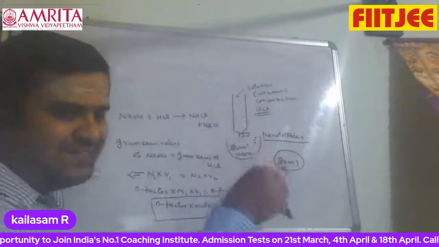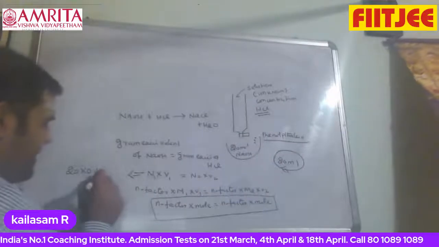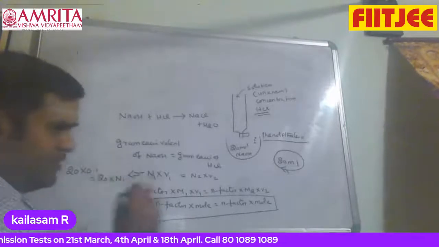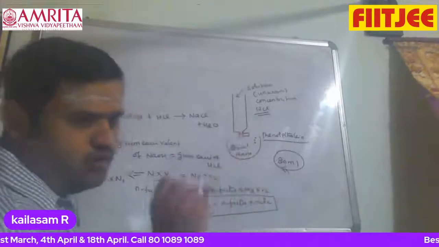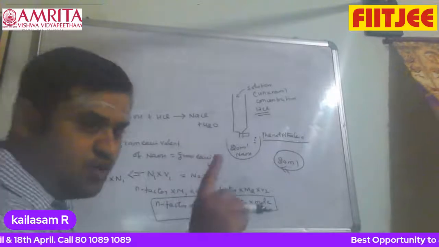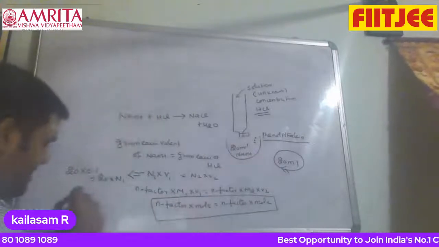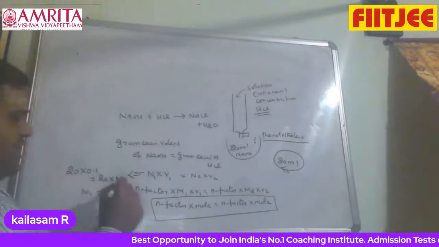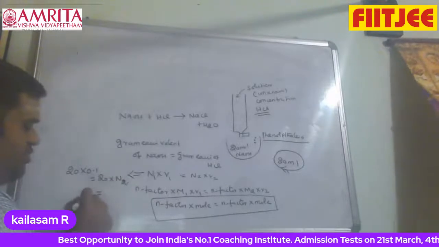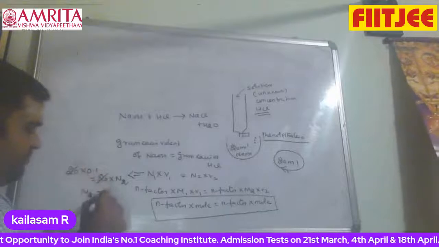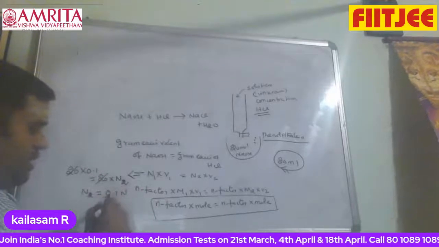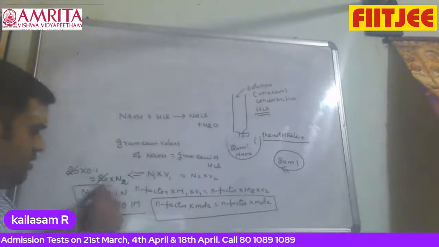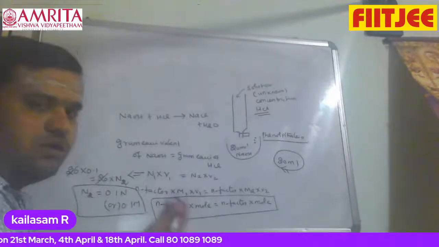What is happening? The pink color disappears. Stop the titration. I can write 20 into N1. Here also, hydrochloric acid is a monobasic acid, therefore normality is equal to molarity. I can write that N1 is nothing but, here I can take N2 as better. That means N2 is nothing but 0.1 normal, or we can say 0.1 molar. Okay.